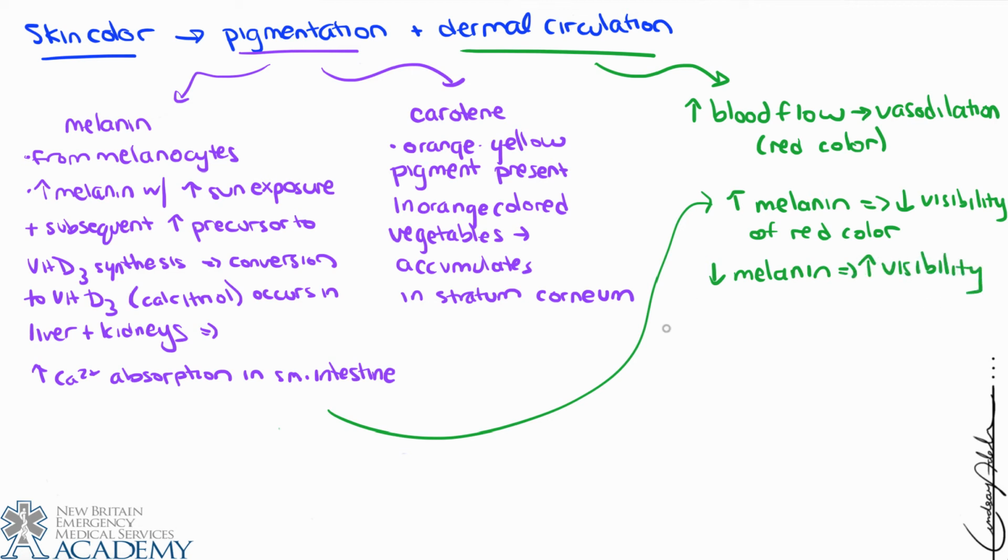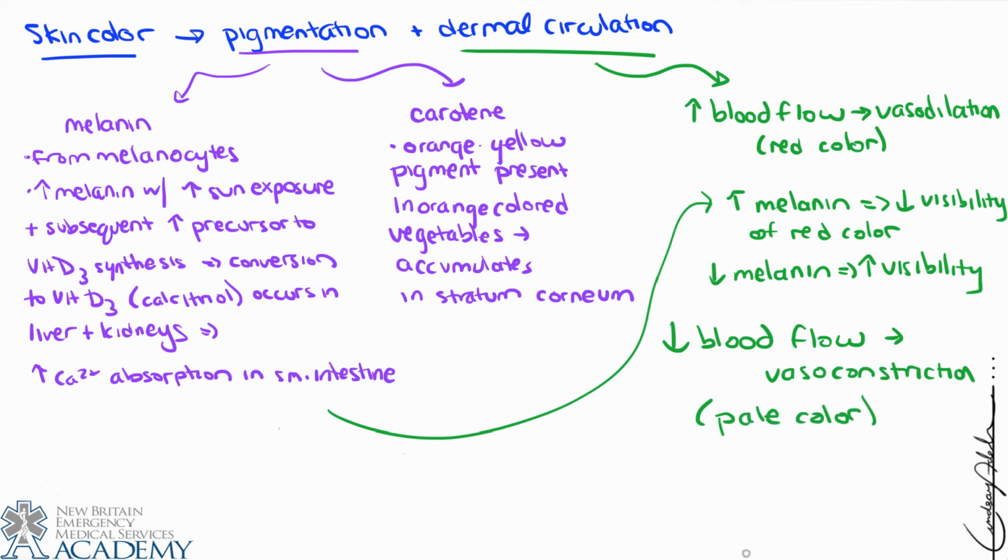much more visible. And then conversely, if we had a decrease in blood flow, particularly if it was very cold outside, we'd have vasoconstriction of the vessels in the dermal layer, which can contribute to pale coloring. This is also true if individuals are sick, particularly hypoperfusion. If they're hypotensive, then we'll get less blood flow to the skin, and therefore the patient can appear pale.